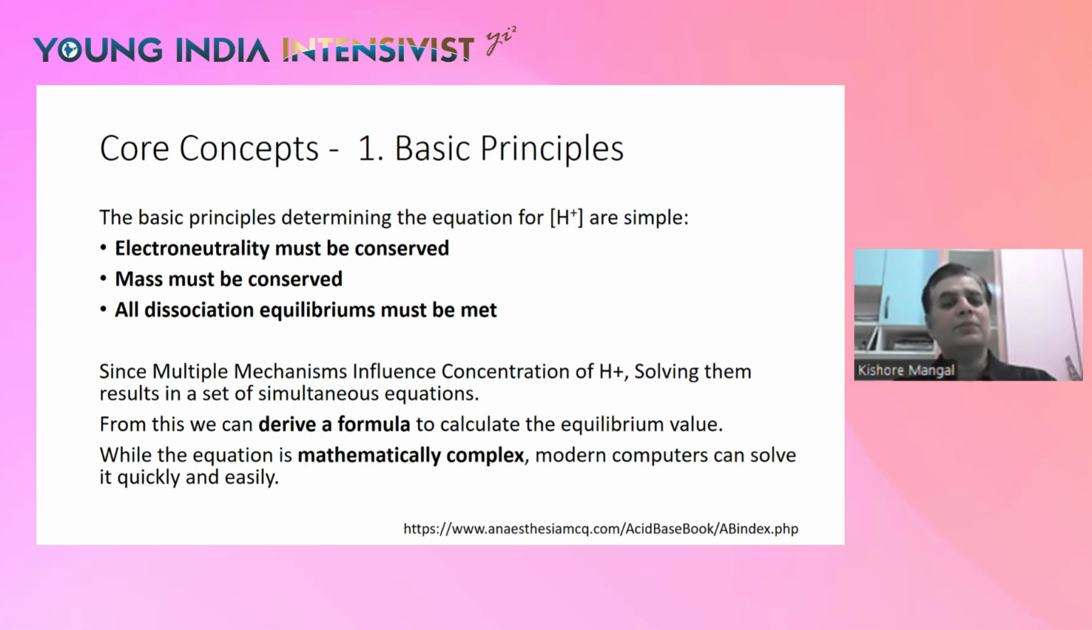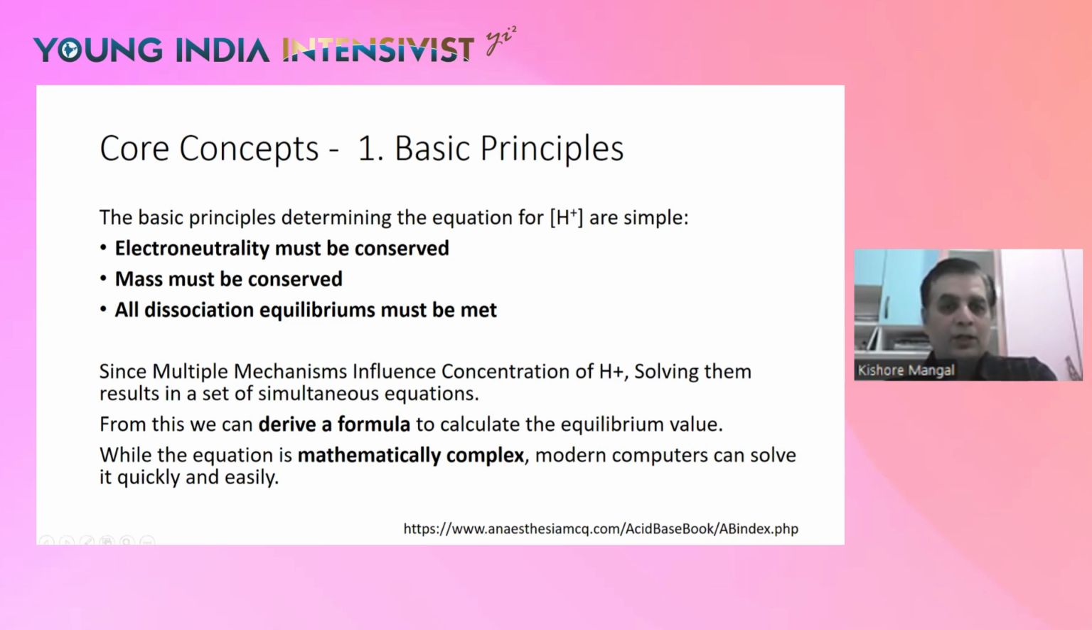The second principle is mass must be conserved. That means suppose you have phosphorus. Now the phosphorus is converted between H2PO4 minus, HPO4 2 minus, PO4 3 minus and H3PO4. So it is always getting converted between different forms with different charges, but the total amount of phosphorus will remain the same. That is what is meant by mass must be conserved. And all dissociation equilibriums must be met, especially for weak acids.